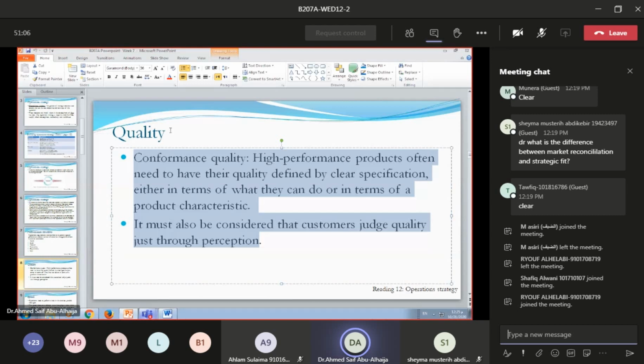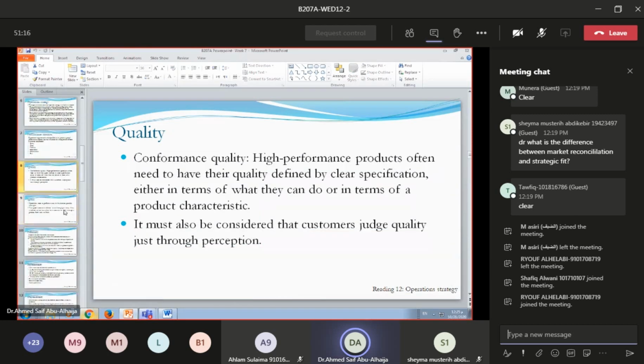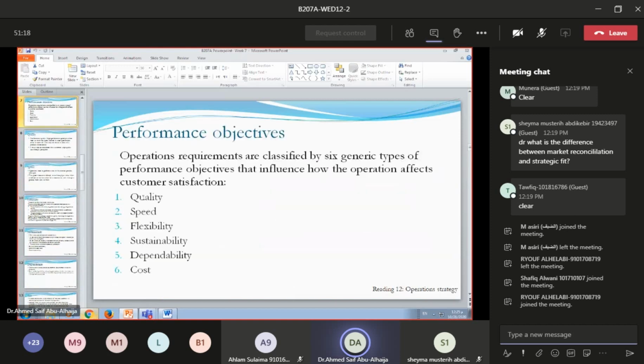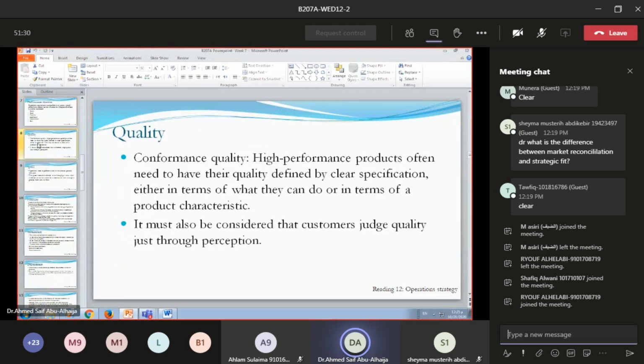So the first goal that we need to consider under the operation strategy is quality. Again: quality, speed, flexibility, sustainability, dependability, cost. Remember, performance objectives may come in the exam. Quality is the first one. What do you mean by saying quality? Who wants to answer?